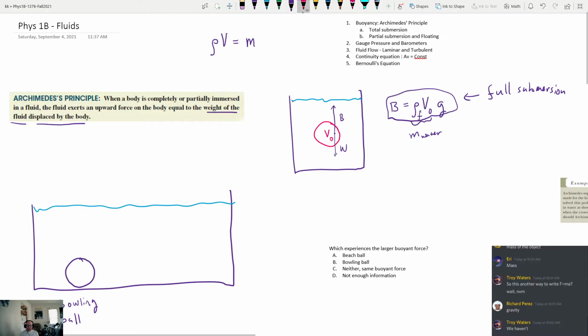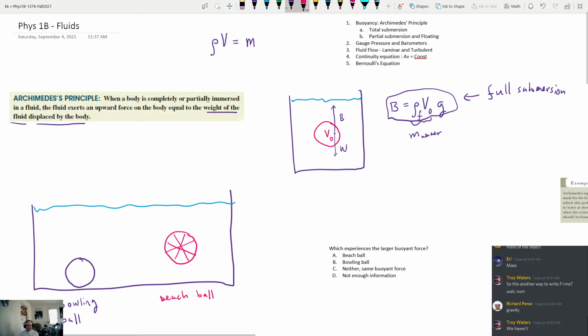And then next to it, we're going to have a beach ball right here. So here we have a beach ball, and this beach ball is going to be blown up. It's full of air, right? So if I try to put a beach ball underwater, what's going to happen to it? It's naturally going to float to the top, right?